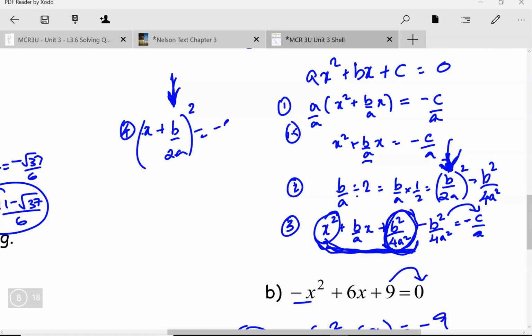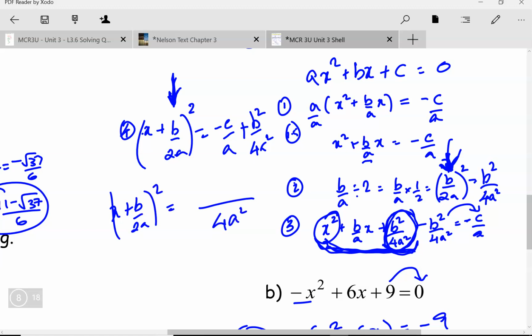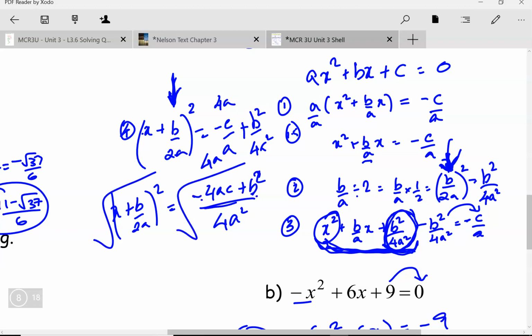And I'm going to move this to the other side, so it becomes plus b squared over 4a squared. So x plus b over 2a squared equals, common denominator is 4a squared. I have times 4a times 4a, and you can kind of see my thing forming. I have b squared minus 4ac. Now I proceed to take the square root of both sides. I get plus or minus here.